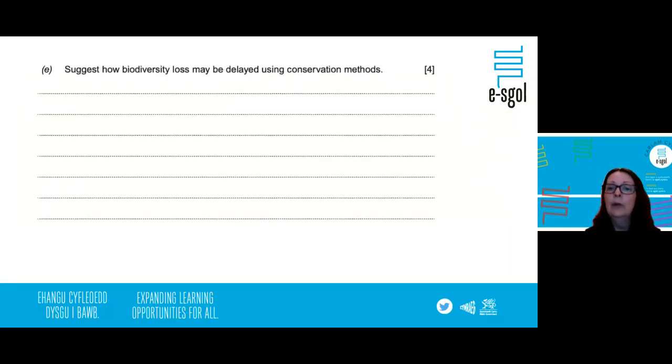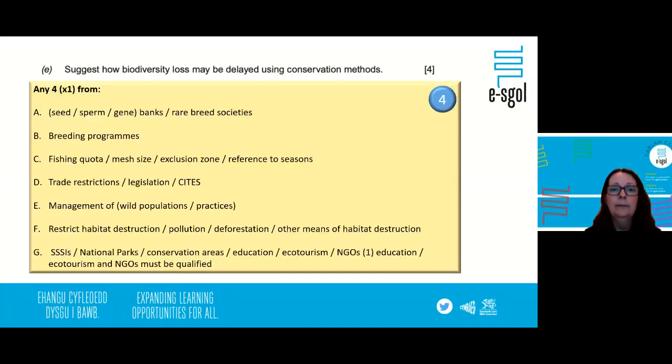And then finally, 4 points here on this question: how biodiversity loss may be delayed. So how might the loss of biodiversity be delayed using suitable conservation methods? So these are some of the methods that we've talked about previously. So whether it's a gene bank or a sperm bank, breeding programs, talking about fishing. So this is quite a broad question here. Habitat destruction, SSSIs, national parks as well, where we have monitoring of a particular conservation area. Okay, so there's plenty of ideas there for you to get your 4 marks on that question there.